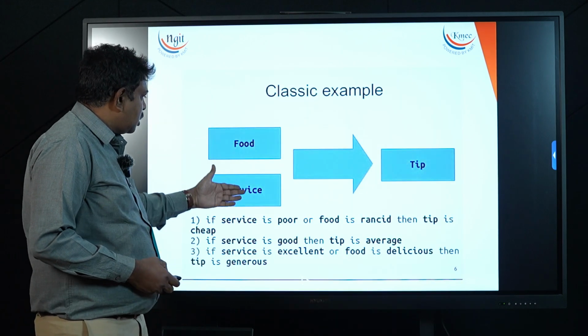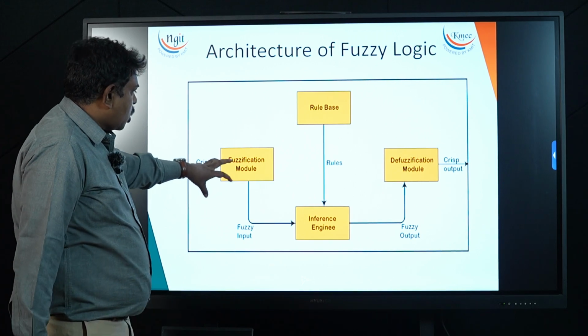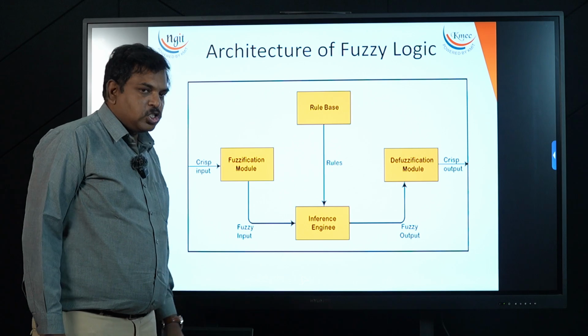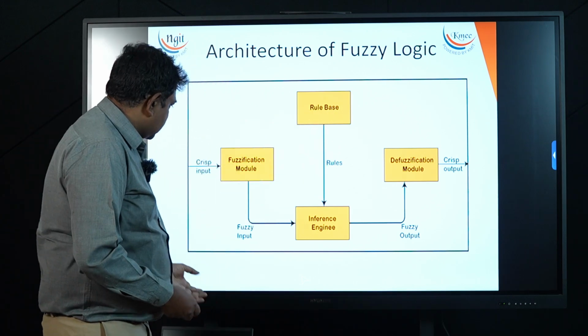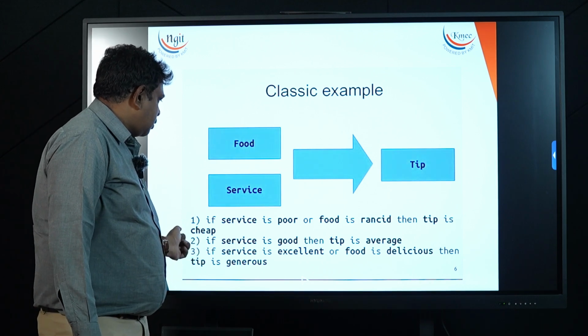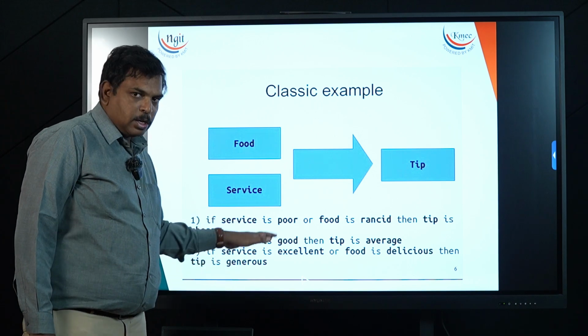Like here, food and service are input to our brain. In our brain we have one module that gives this data to the inference engine, and we framed some rules. Like here, these are the 3 rules. If service is poor, food is bad, tip is low. If service is good, tip is average. If both are good, tip is excellent.